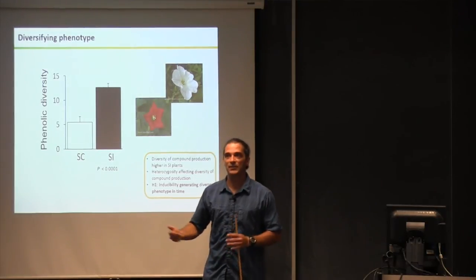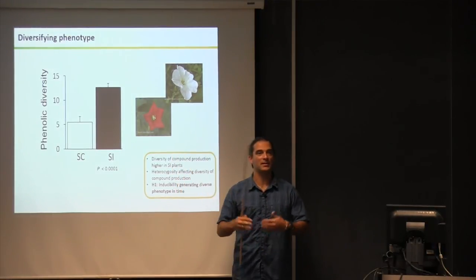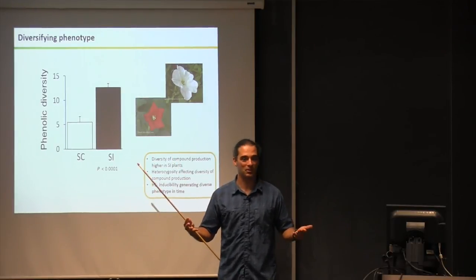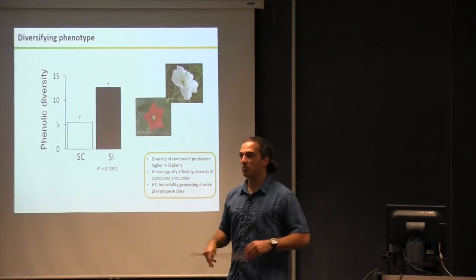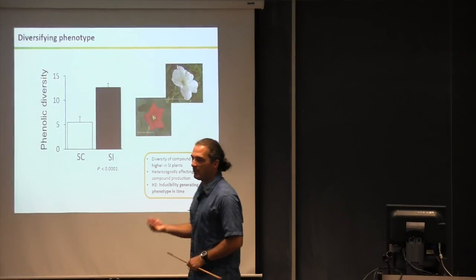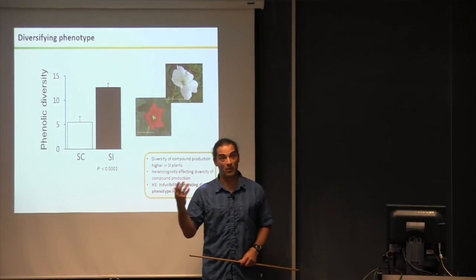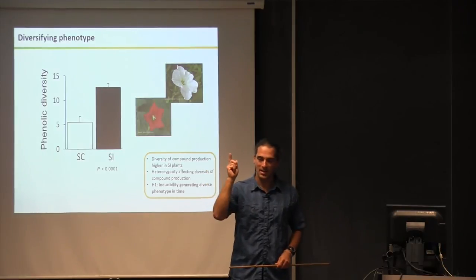That may give self-incompatible species that advantage. So this is the outcrossing advantage they potentially have. And that potentially leads to increased natural selection. And this is now our hypothesis. We didn't show that here.